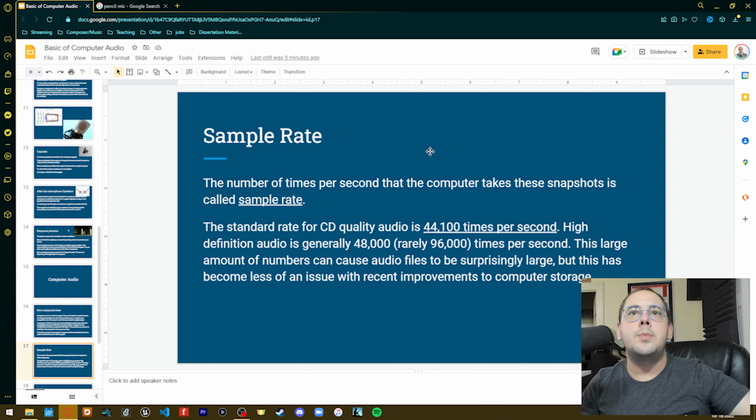Now, I just kind of arbitrarily said every so often. That's because it varies, but if you've ever played a CD, which is not terribly low quality, but it's a CD, that was sampled usually at 44,100 times a second. That's a lot.